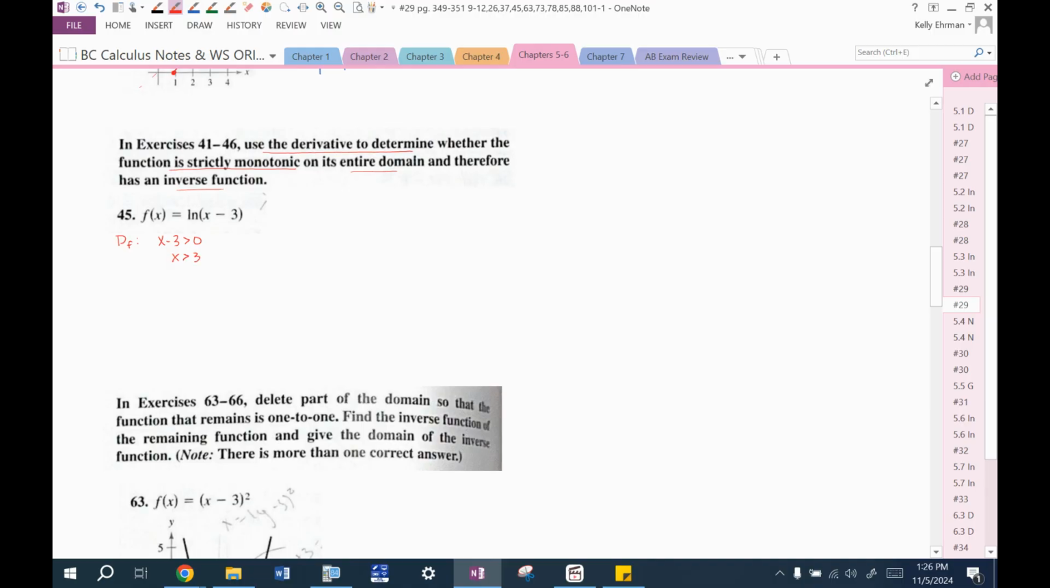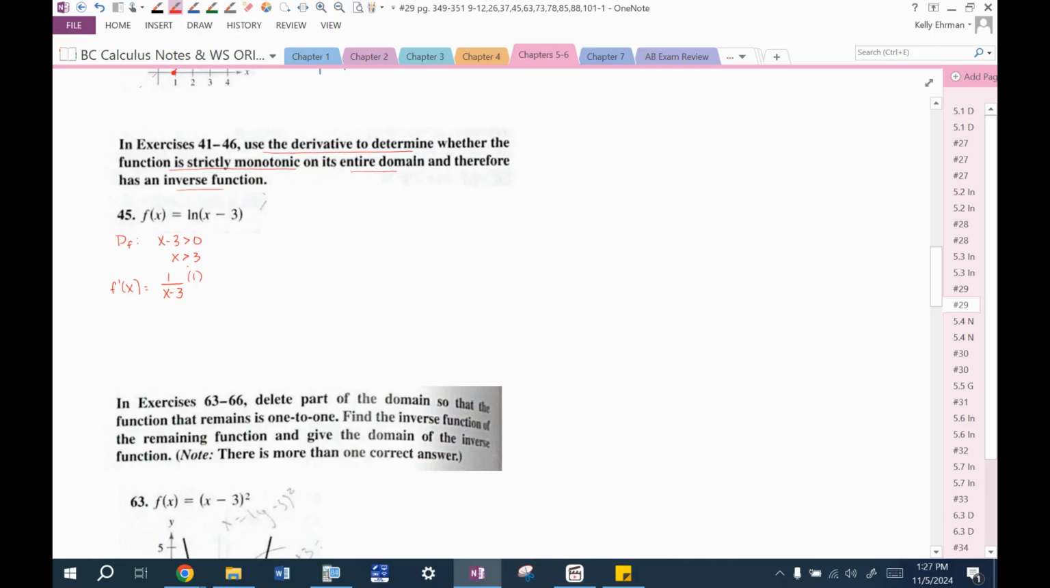Okay, and then how do we use a derivative to determine if something is monotonic, which means always increasing or always decreasing? So if I can show that the derivative is either always positive or always negative, that means that f is strictly monotonic. So I'm going to find f prime. f prime will be 1 over x minus 3 times 1, because it's times the derivative of x minus 3. The times 1 doesn't matter, but I just want you to get in that habit so that if the derivative is something other than 1, we remember to chain rule.